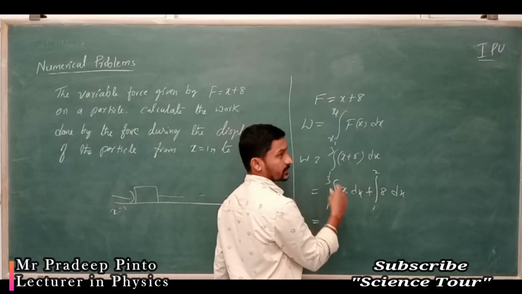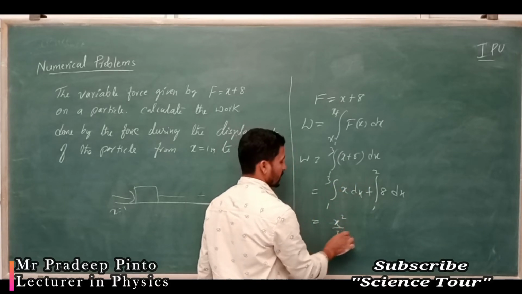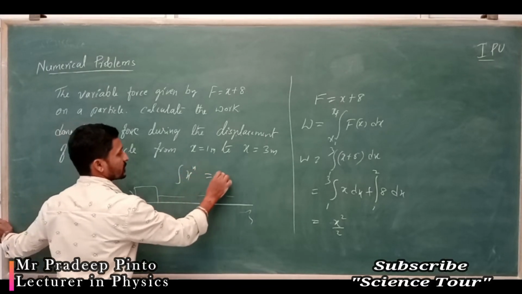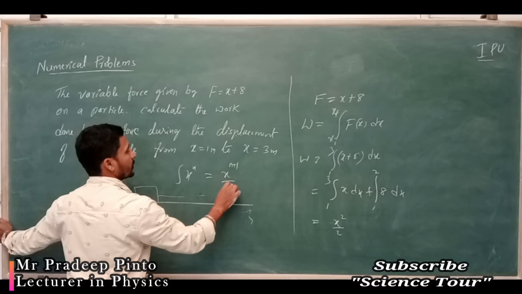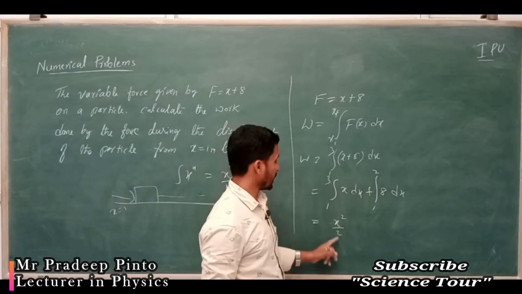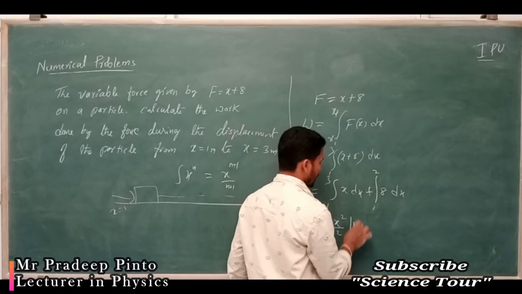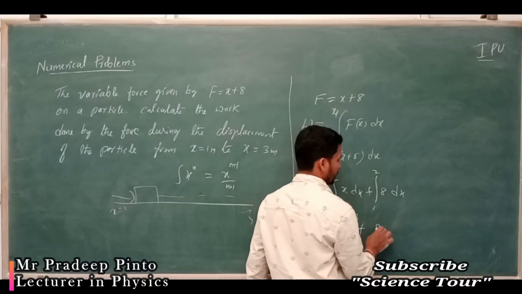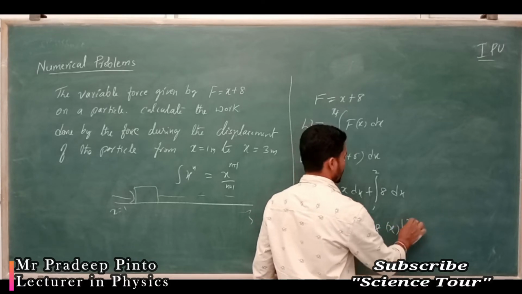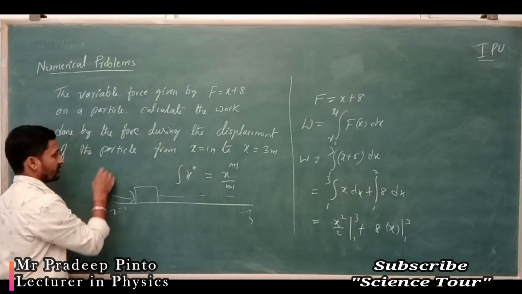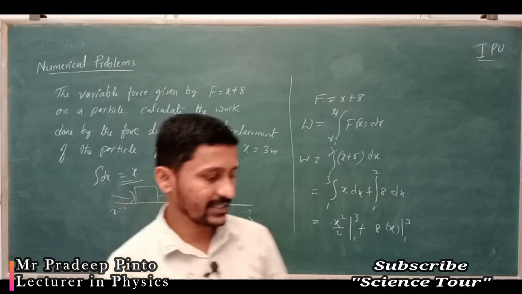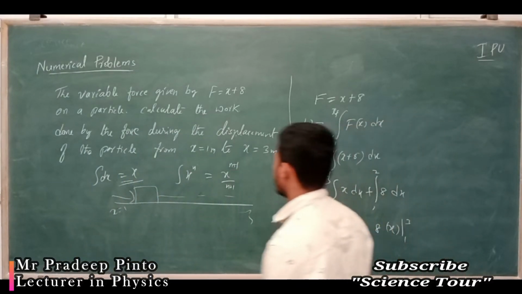So the integral of x dx is x square by 2. See, the integration of x to the power n is x to the power n plus 1 divided by n plus 1. So x to the power 1 plus 1 divided by 1 plus 1, from 1 to 3, plus 8, which is a constant. The integration of dx is x, from 1 to 3. This is the formula: the integration of dx is x, like the integration of dt is t.